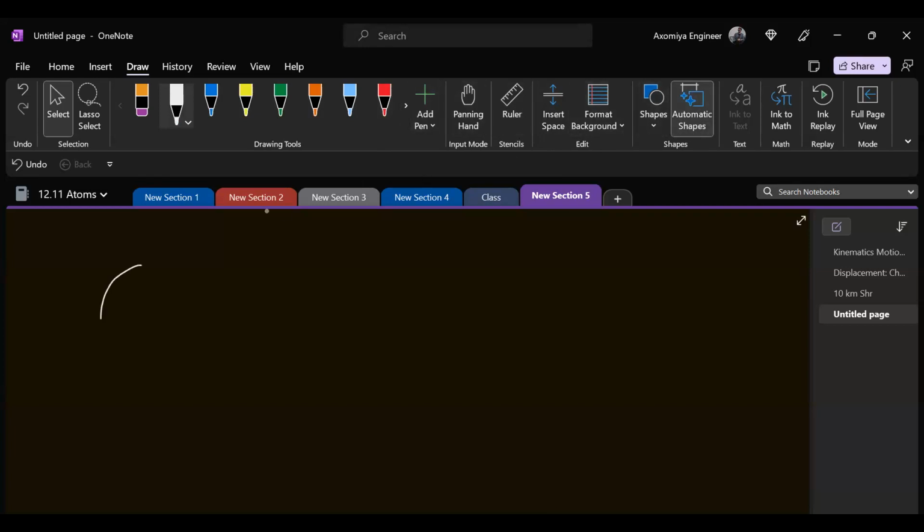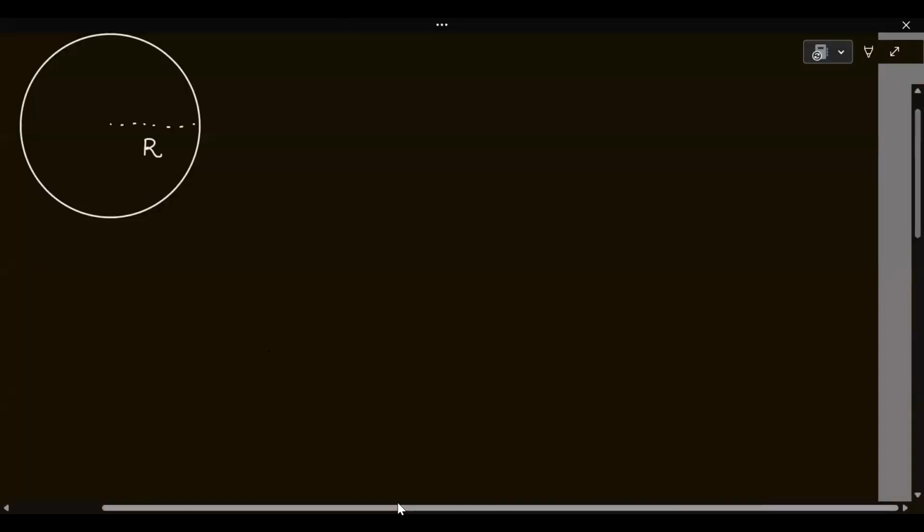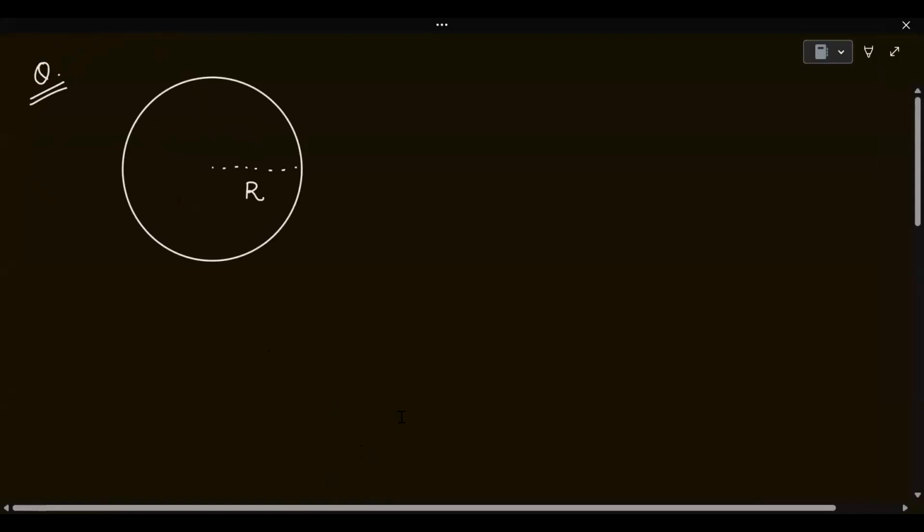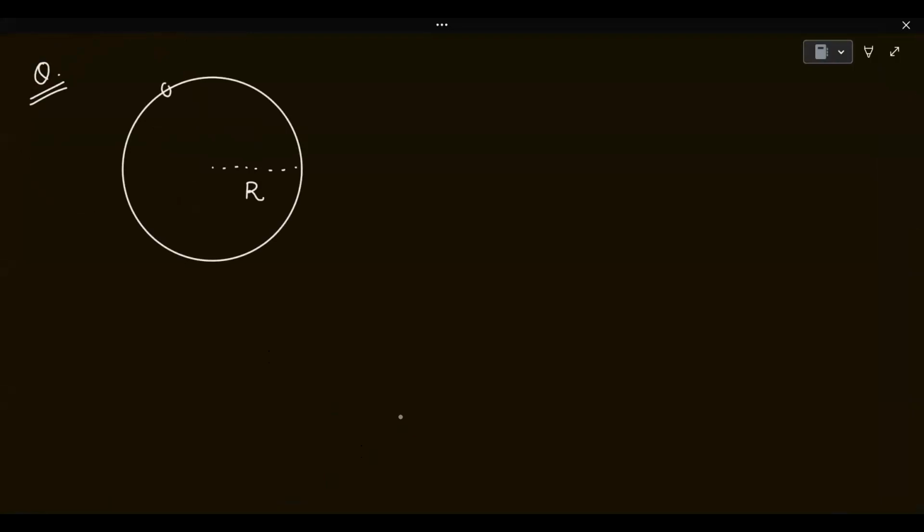JEE is not going to ask you questions like this, but still we'll do them because we need to build the concept here. Okay, so let's say there is a circular track, and the radius of this circular track is r. And the man who is running on this track.